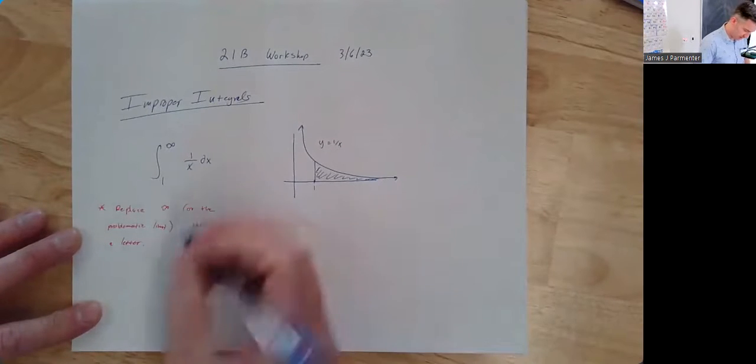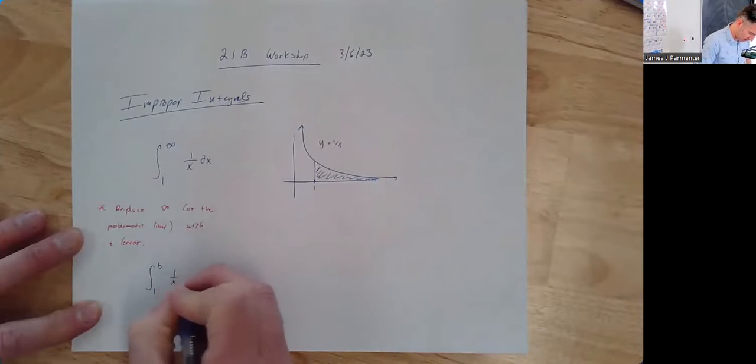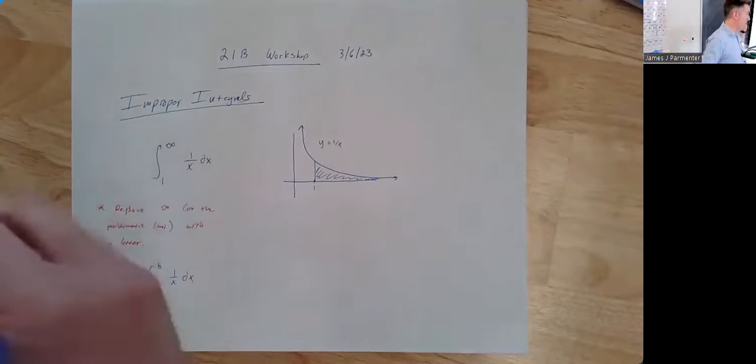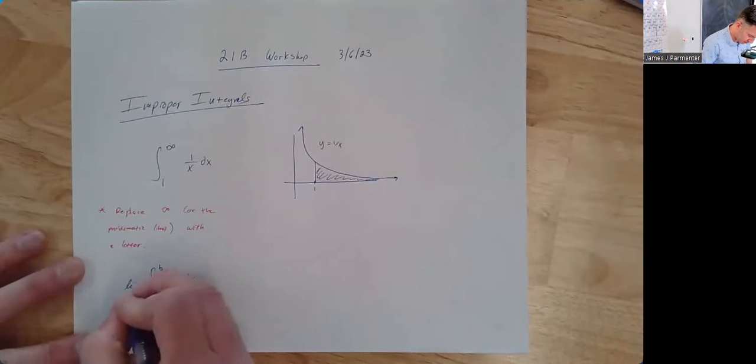So we're going to rewrite this as the integral from 1 to b of 1 over x dx. And you can use b or t or z or a. People use different things. I usually use b for an upper and a for a lower. That's pretty standard. Some people use t for upper or lower. If you use z, it's weird. And then we're going to take the limit as b goes to infinity.